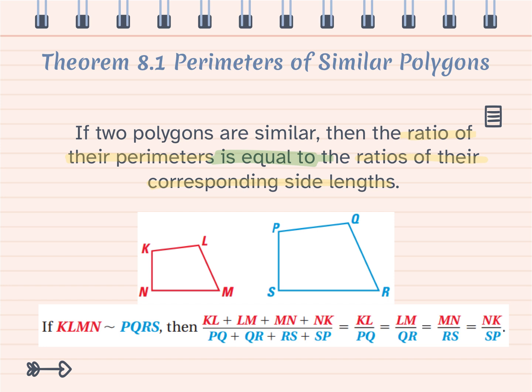So again, we did this one in the previous slides. The perimeter measure is going to be equal to the side lengths. So here are the ratios of my side lengths. This is my perimeter right here, and they are equal to each other. Okay, doesn't matter which side lengths I'm using. The ratio of the side lengths is equal to the ratio of the perimeter.